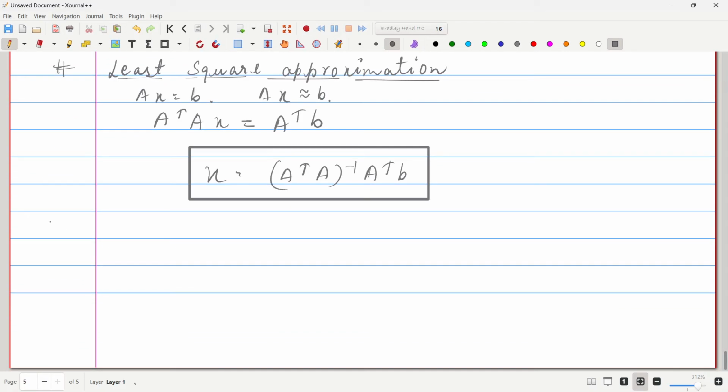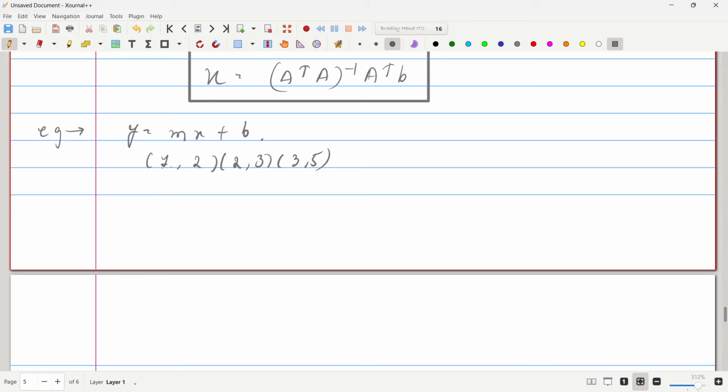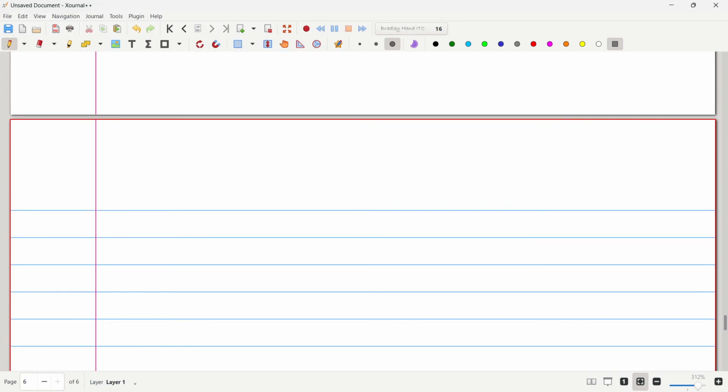So if I take an example, y is equal to mx plus b. This is the general equation of a line, and we are given the points 1 comma 2, 2 comma 3, and 3 comma 5, and we need to find the least square approximation. How will you find the least square approximation? Put the values of x comma y in the equations.